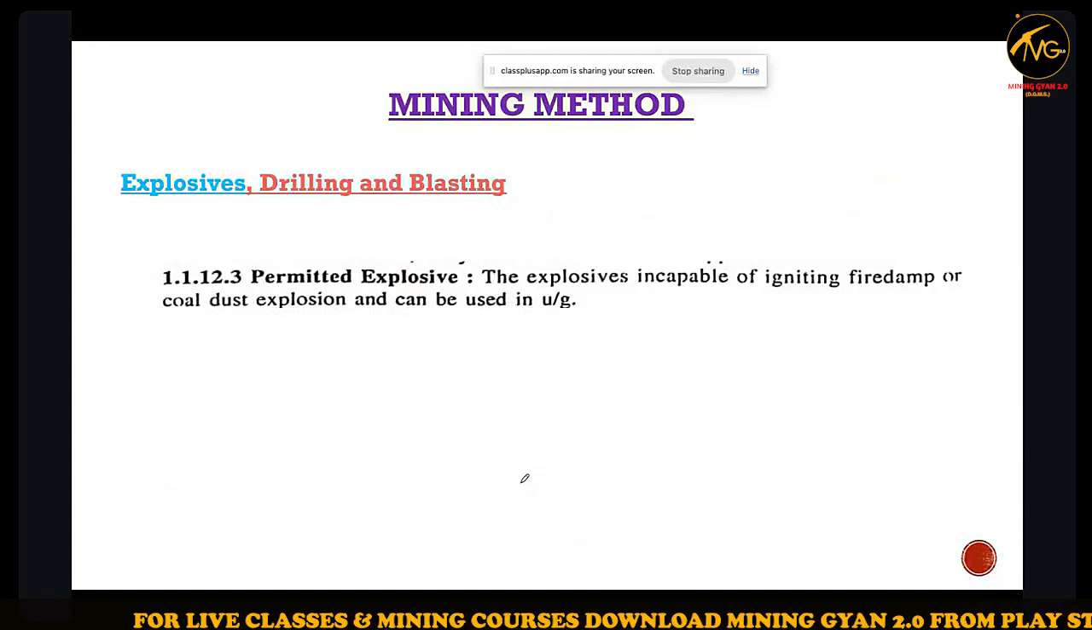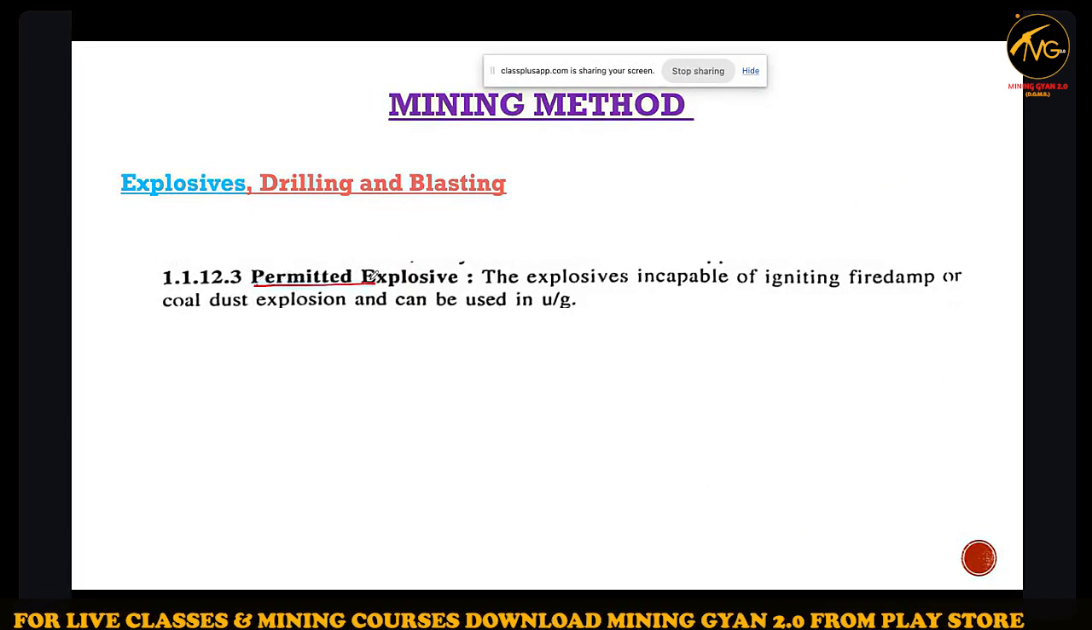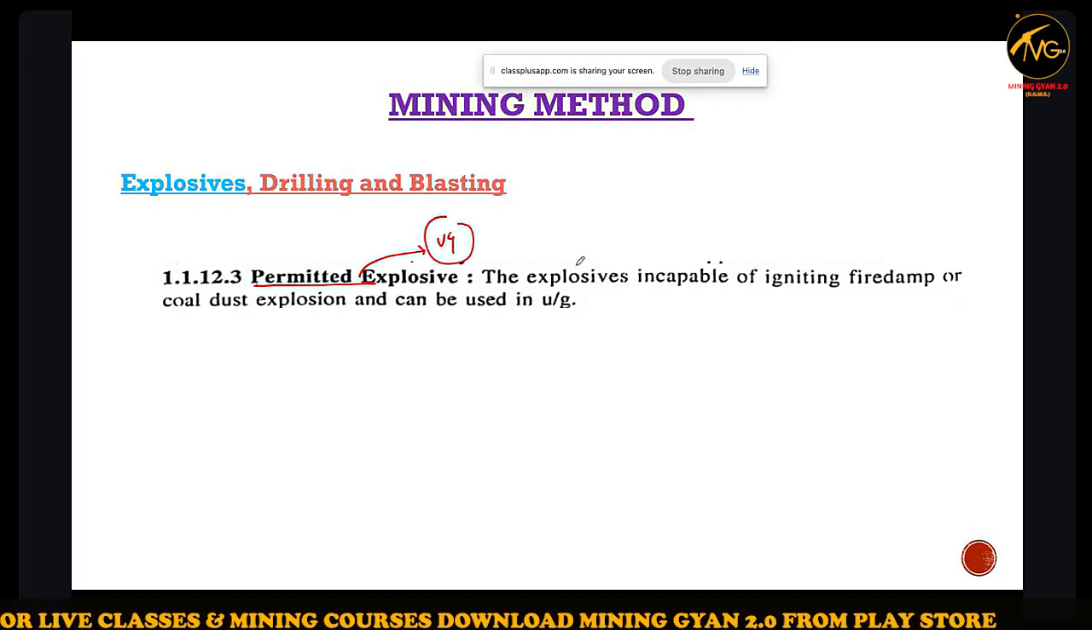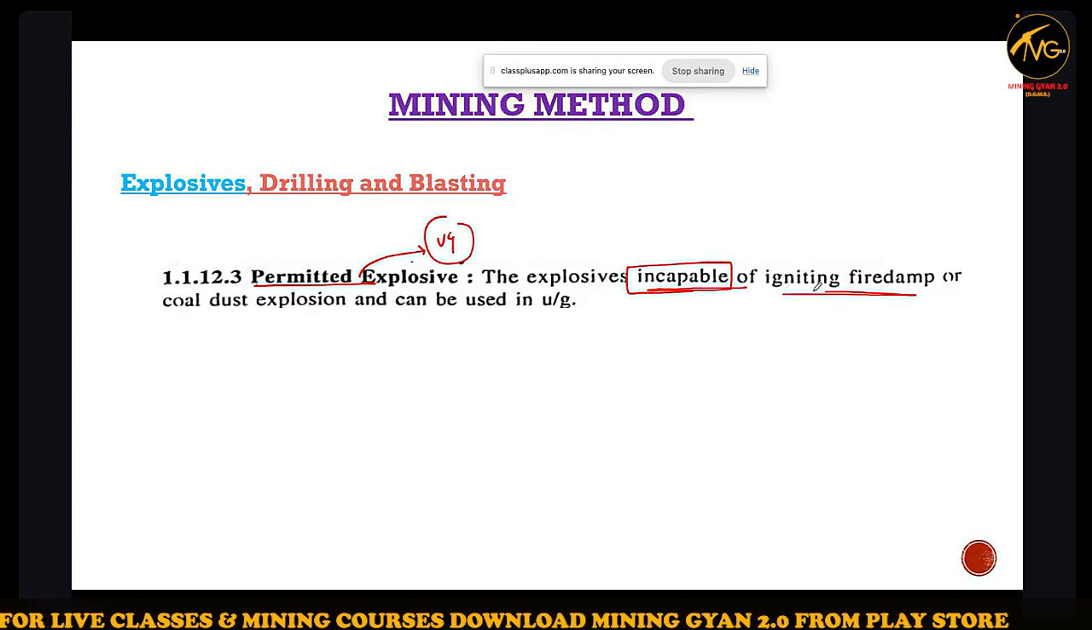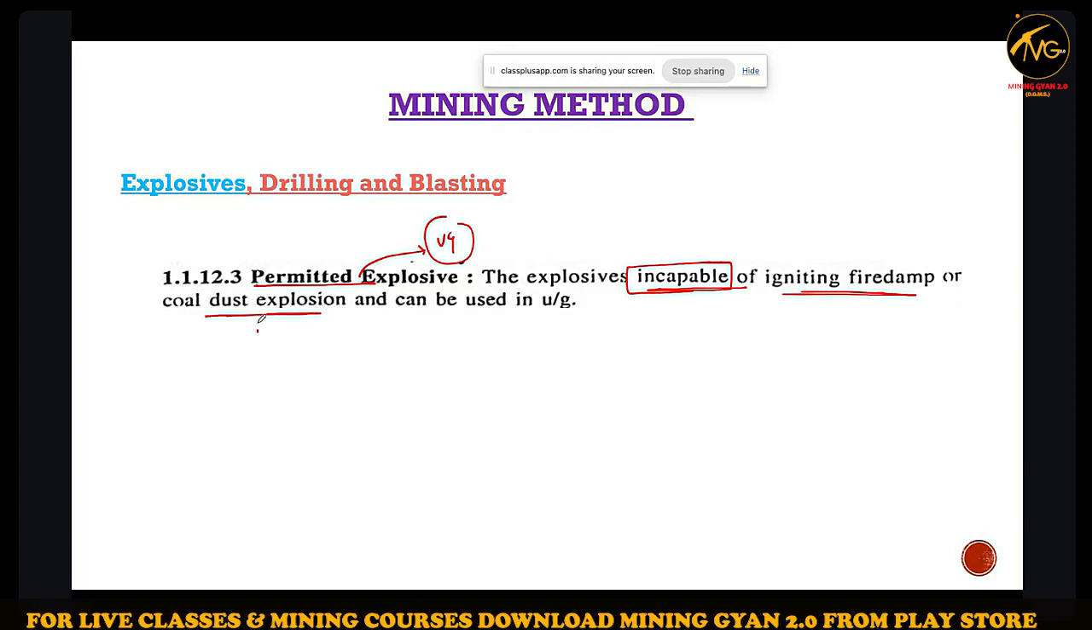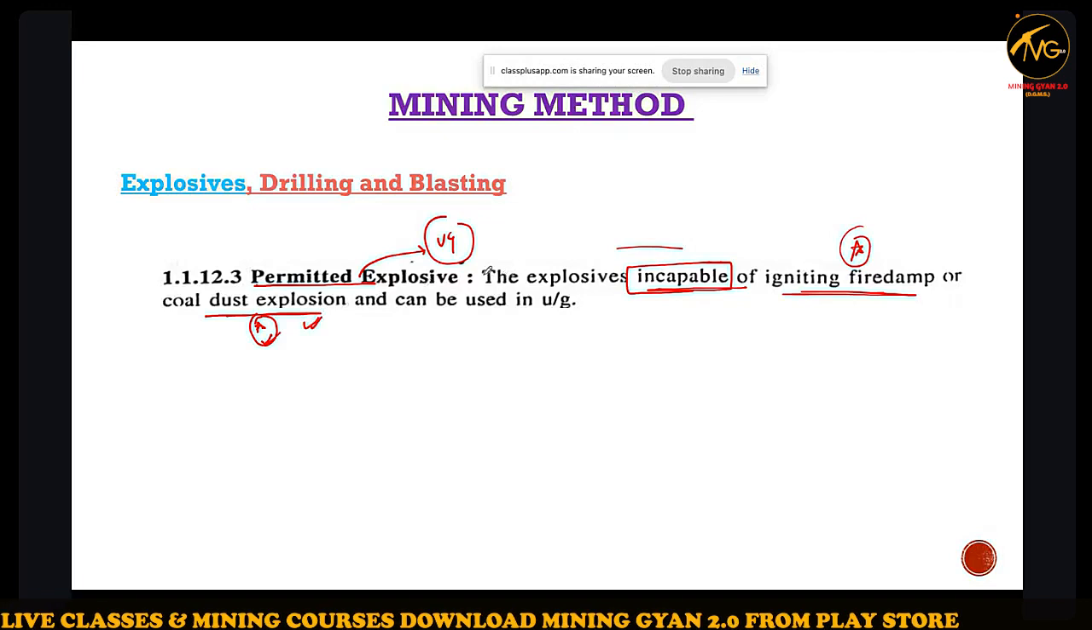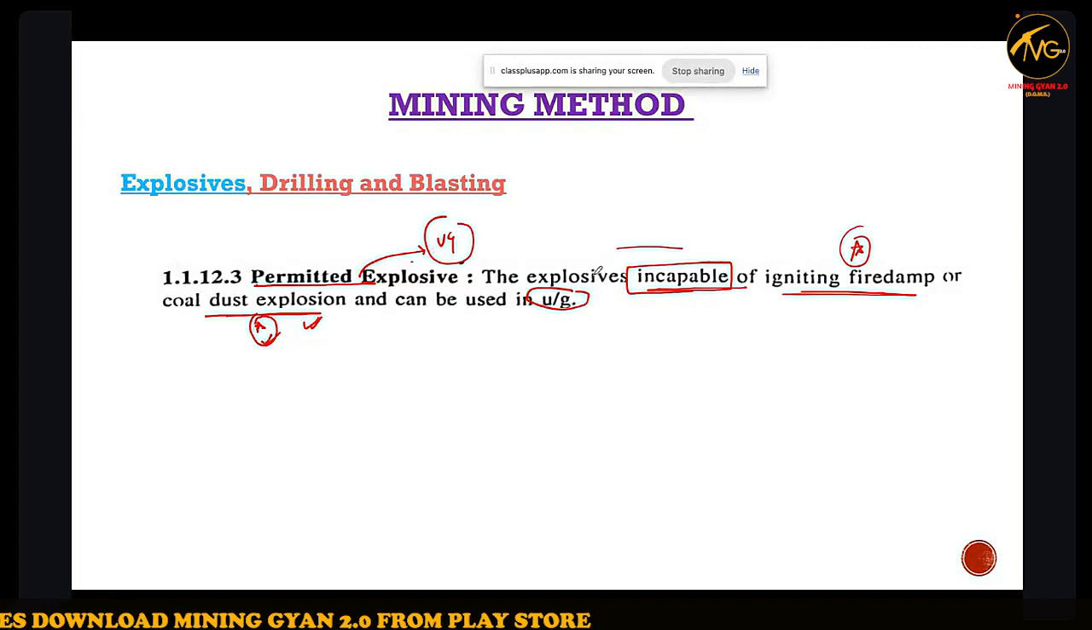Okay, now come to the permitted explosive. परमिटेड एक्सप्लोजिव कौन सा होता है? जो अंडरग्राउंड के लिए सही होता है. ओके, सो explosives which are incapable of igniting fire damp and dust explosion. तुम लोग you will read in the coal dust explosion क्या होता है, you will also read fire damp क्या होता है. तो जब भी फायर डैम और कोल डस्ट एक्सप्लोजन जो नहीं करते हैं उन्हीं को हम बोलते हैं परमिटेड एक्सप्लोजिव. वही परमिटेड है अंडरग्राउंड में. ओके, सो the explosive incapable of igniting fire damp or coal dust explosion and can be used in the UG mining.